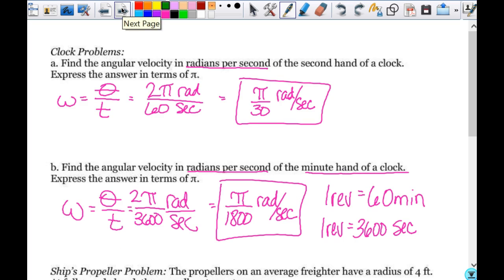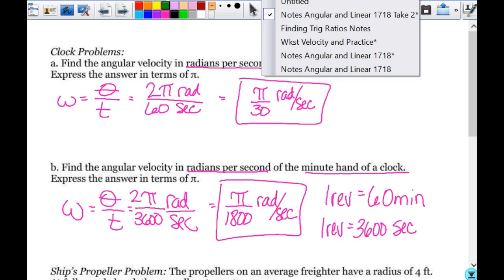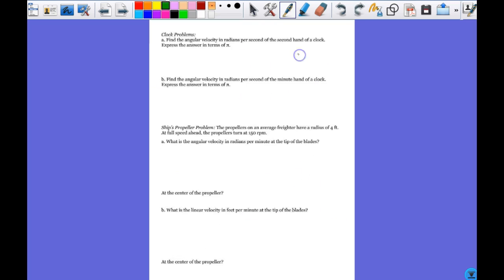Oh, no, I need to change my, I think that is, yeah.